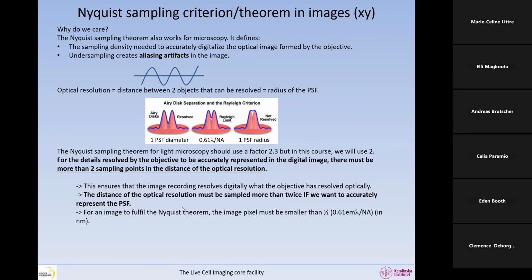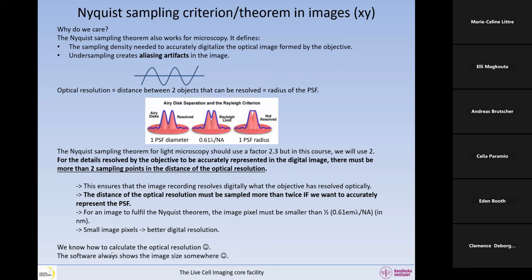So for an image to fulfill the Nyquist theorem, the image pixels must be smaller than this. We must have more than 2. So we calculate how much is 2, and then we could have pixels smaller than that, which means more pixels. Small pixels mean better digital resolution. So in a small image pixel, we get a better digital resolution. And now we're going to see how we calculate the optical resolution. We know how to calculate the optical resolution, right? This is this one, fine.